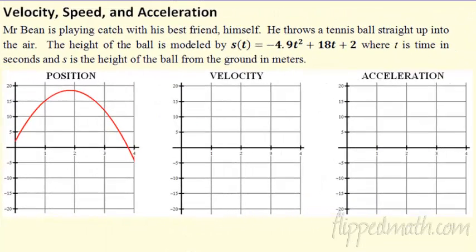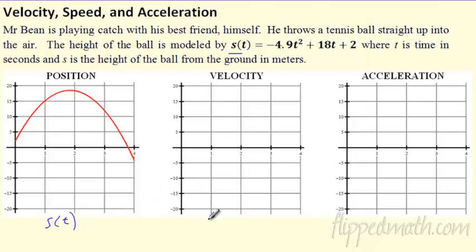Excellent. How about this? The big dog, velocity. So I've got Mr. Bean here playing catch by himself, poor guy, and I'm going to give you the equation. I went ahead and graphed it for you. So this is the position function. We usually use s for position. So if I want to find velocity, so this is the s of t.